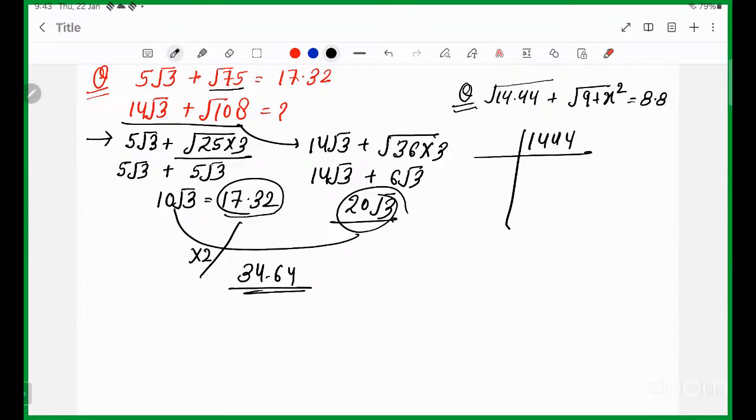How it works: first, just make pairs from the end and you will get two pairs. Find the number whose square is closer to 14. 9 is closer to 14, which is the square of 3. So I will write 3 here, 3 here, and 3 into 3, 9 will be there. And subtract it, and write 3 above also. Add this number, 3 plus 3 will be 6. And after subtracting, you will get 544 here.